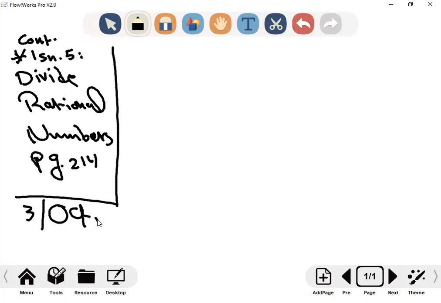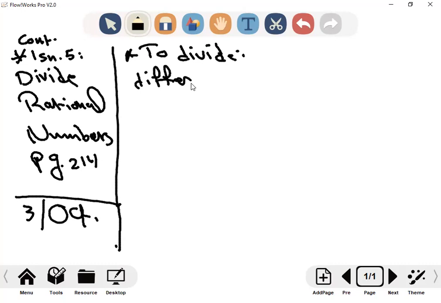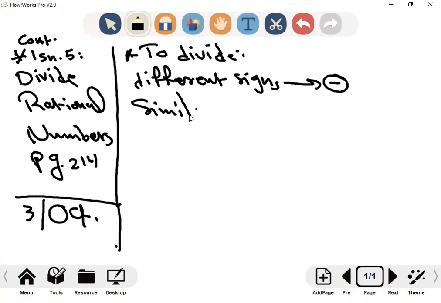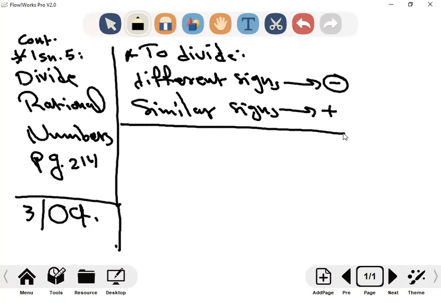Prepare your books there and let's remember what we did in the last period. We said to divide, if you have different signs, the answer is always negative. If you have similar signs, the answer is always positive. And to divide two fractions, we use the formula of division for fractions.